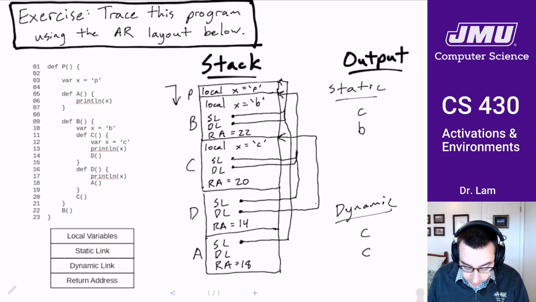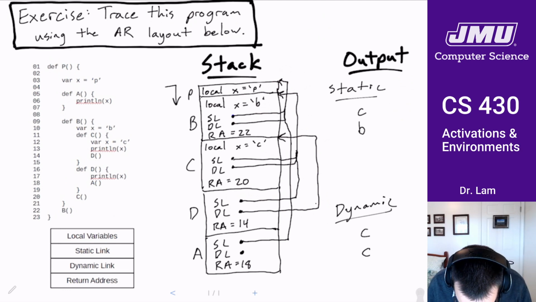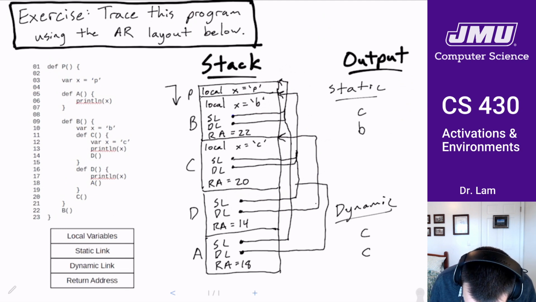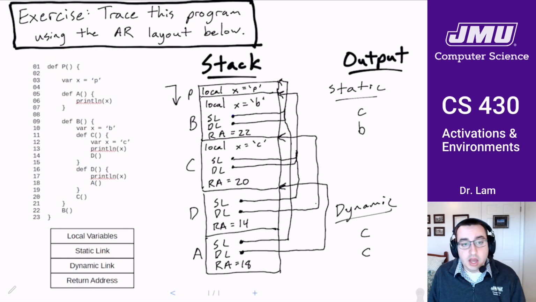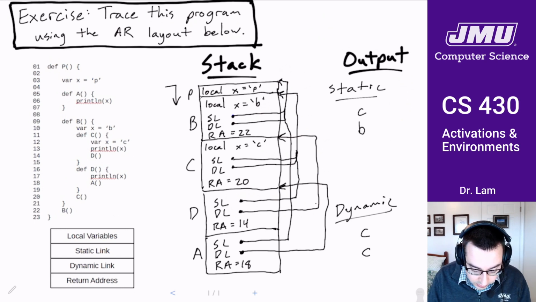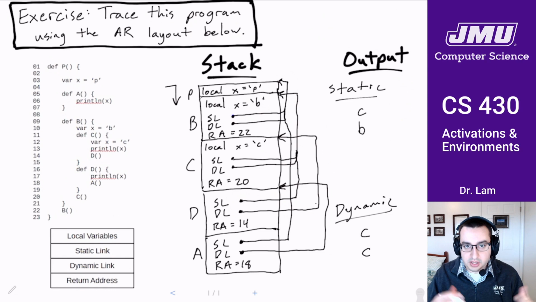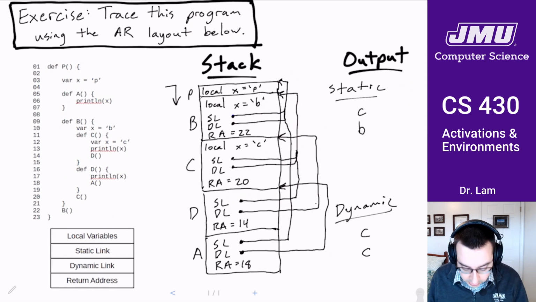So we want the static link to point all the way back up here to P, and then we want the dynamic link. So when setting this up, we need to think about who called A. Well, D called A, and so the dynamic link for A is just going to point to D. I recommend when drawing these things to assign a vertical line for each activation record, and that'll make it easier to connect up all of the pointers and keep it all legible when you draw it.